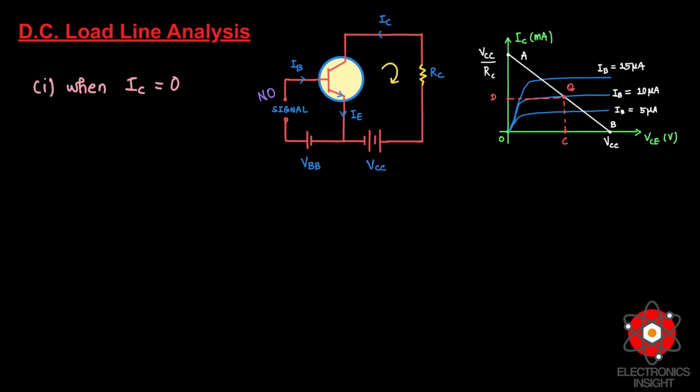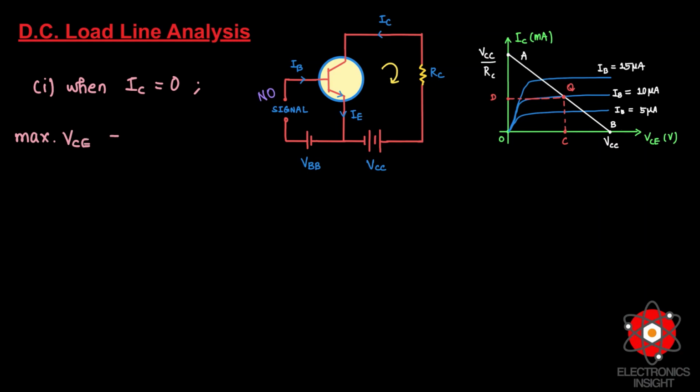Now we consider that the collector current is 0. So when the collector current is 0, we know that the collector to emitter voltage is going to be maximum, because you can see here when the collector current is 0, it comes at this point. So let us find how that is going to be maximum. When the collector current IC is 0, you can find out what the maximum VCE is.